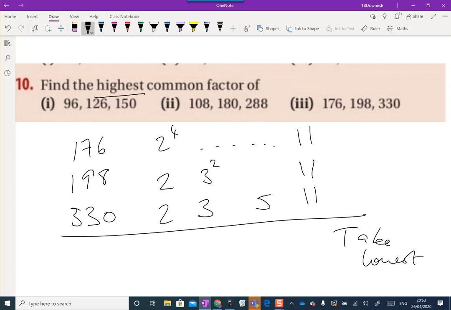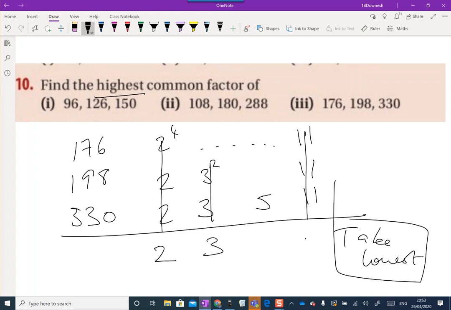So now I want you to think very carefully about this. Take the lowest power. The lowest power of 2 is 2. The lowest power of 3 is 3. And the lowest power of 11 is 11. And this guy does not contribute. Okay, so then the answer turns out to be 66. For the highest common factor, it uses the lowest.